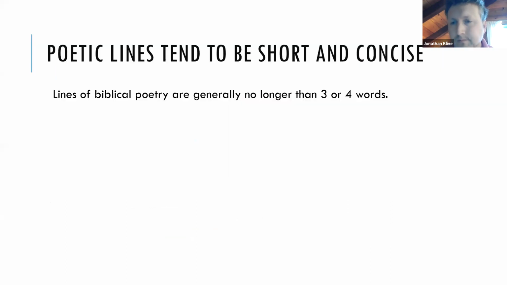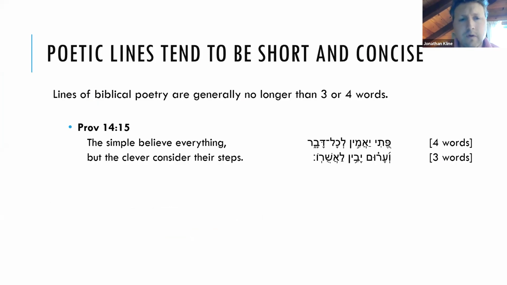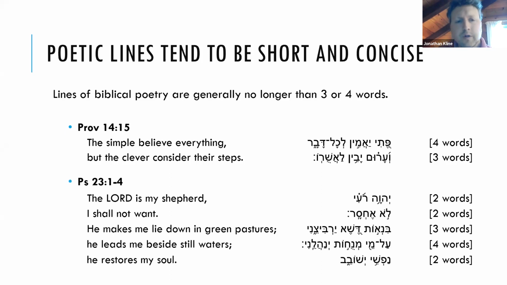All right, let's be done with that and move on to the fourth hallmark of Hebrew poetry, which is concision. In Hebrew poetry, poetic lines tend to be short and concise. Lines of biblical poetry are generally no longer than three or four words. Take Proverbs 14:15, for example, kind of a random example. In English: "The simple believe everything, but the clever consider their steps." In Hebrew: Peti Ya'amin L'chol Davar Ve'arum Yabin La'ashuro. In English and Hebrew, the first line here is four words. But in English, the second line is six words, while in Hebrew it's just three words. So often the lines are really short in Hebrew, and they're longer in translation.